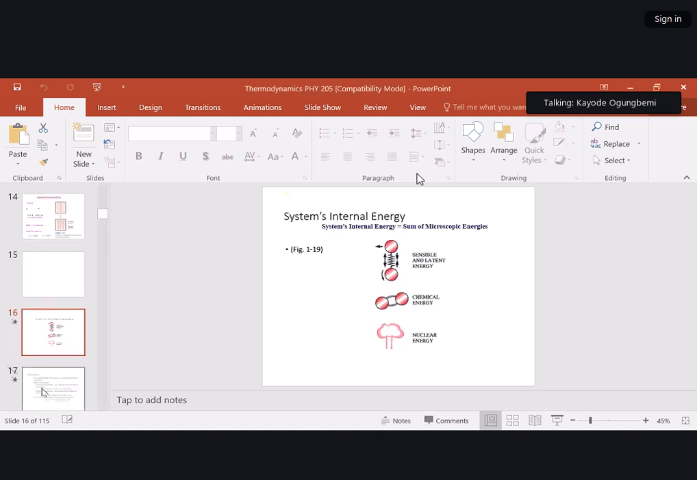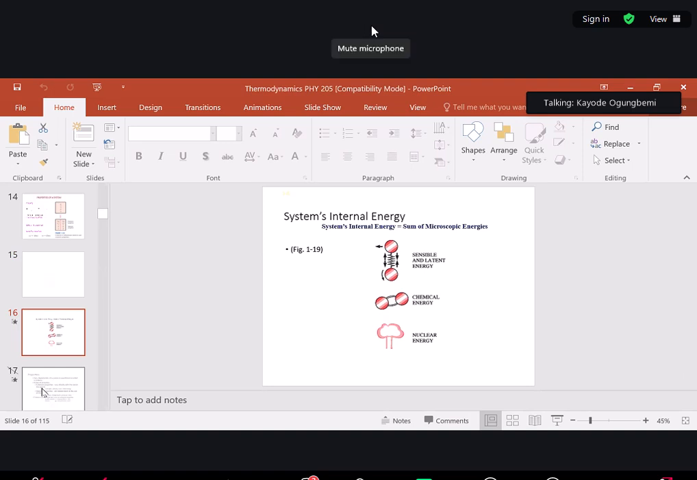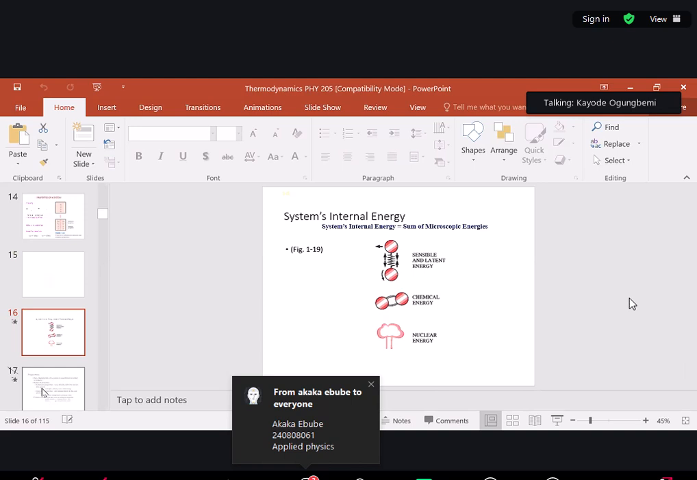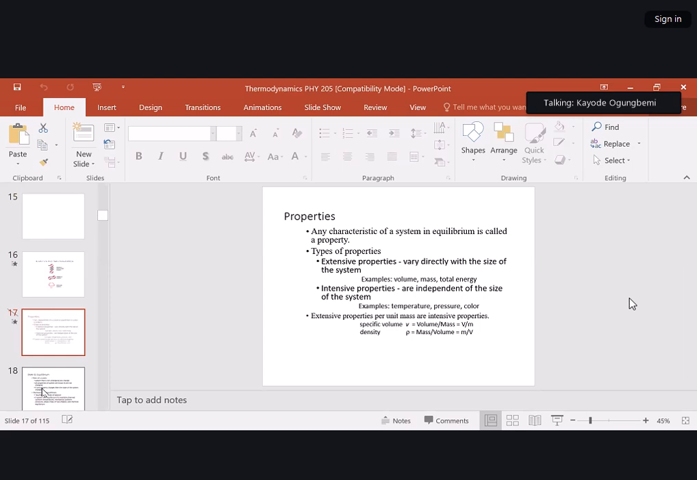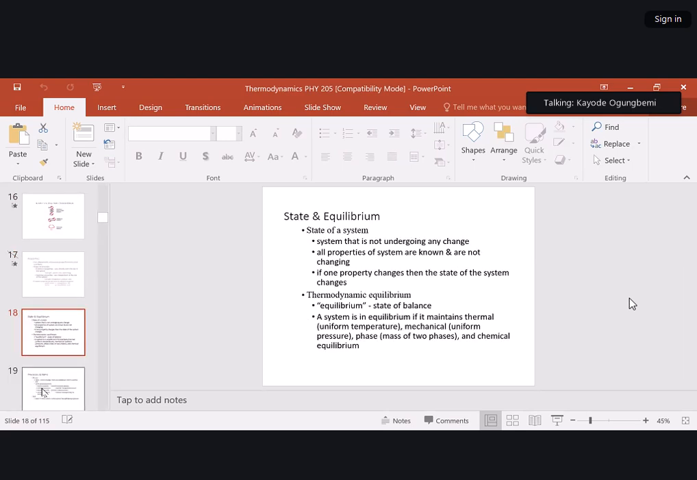Next slide. I made mention of rotational energy and vibrational energy. When you have a molecule, yes, a molecule can vibrate, it can rotate, it can go the other way. All these are under the internal energy of a system, okay? Extensive properties vary directly with the size, like I told you, volume and so on and so forth.